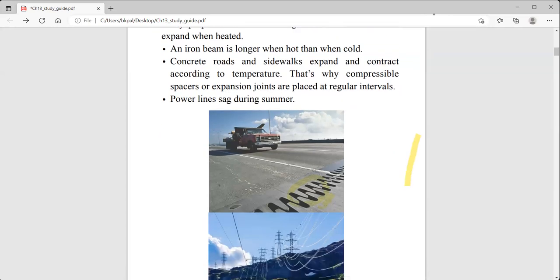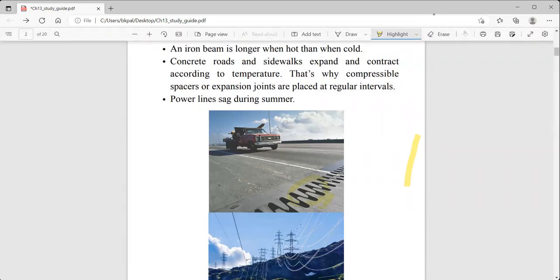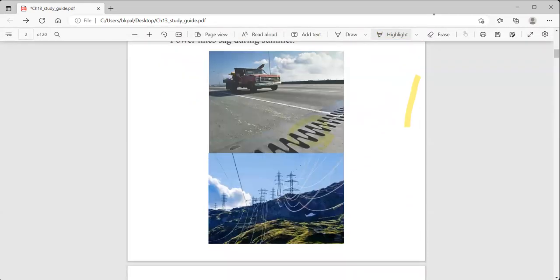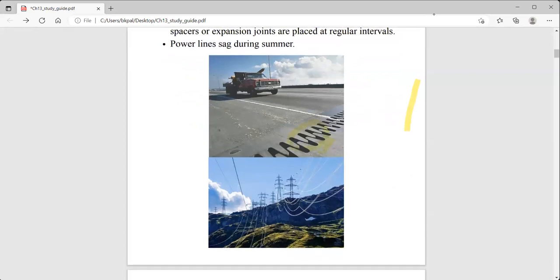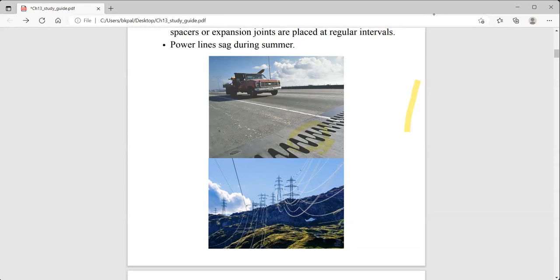So here I have another picture, okay? Power lines sag during summer because of the higher temperature, okay? So if you look at this kind of power line during winter and during summer, then you can compare how the power line expands with the increase or decrease in the temperature, okay?